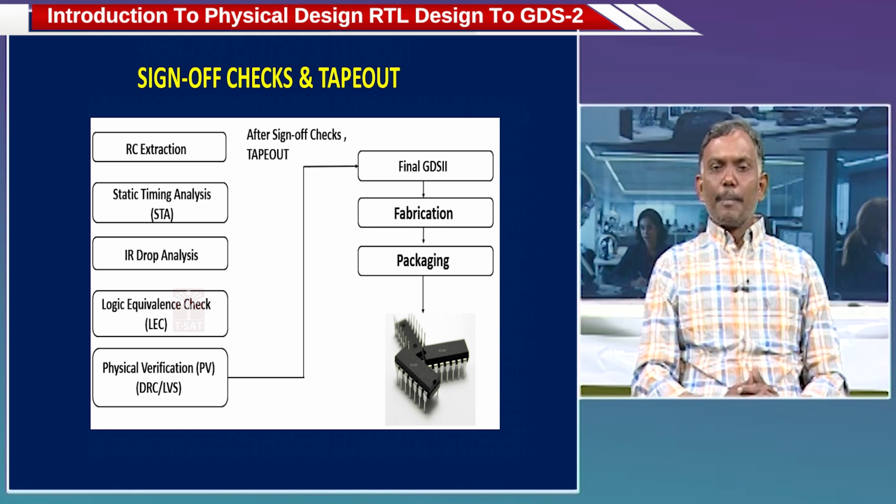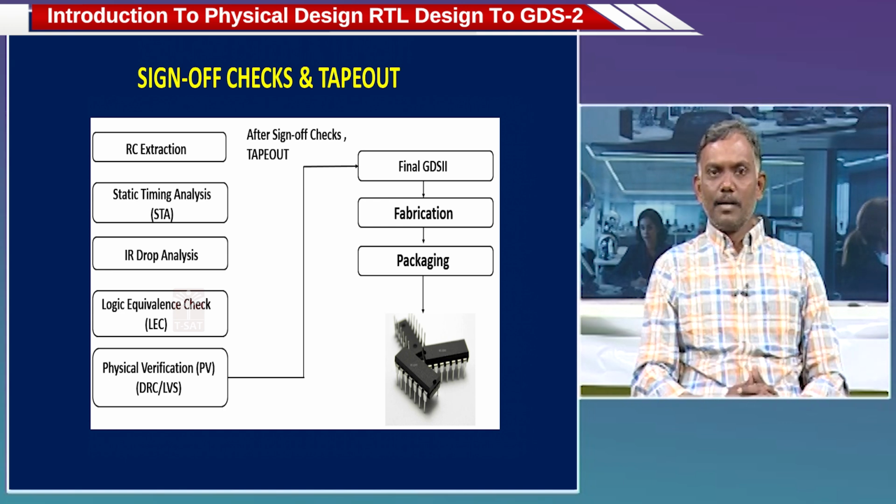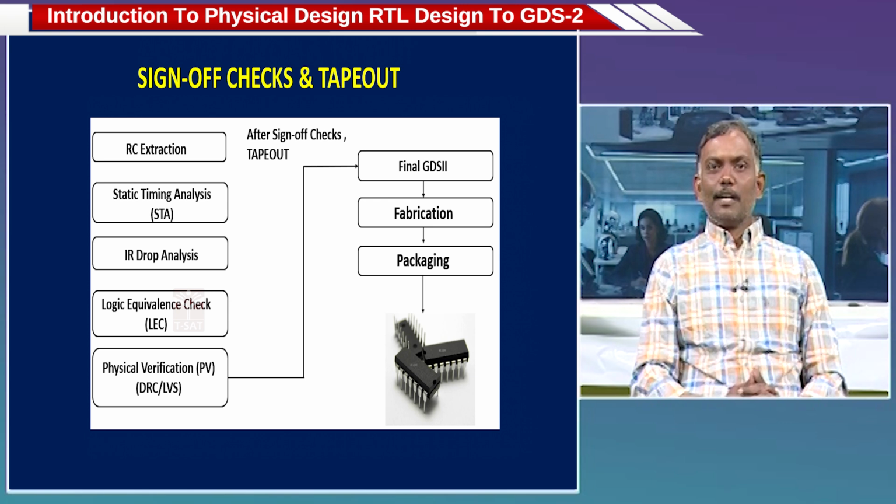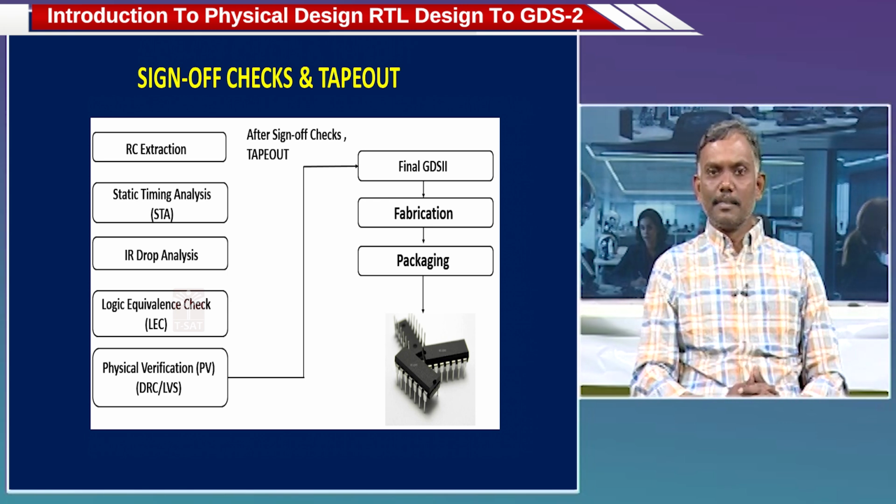Next, IR drop analysis. As we discussed, as a part of power grid analysis and power grid plan, we should define the power grid in such a way that the voltage drop is within a given limit. We did the power grid plan, but we need to verify whether the voltage drop is within the acceptable range or not. That is IR drop analysis. Next one is logic equivalence check, LEC. This is confirming your functionality.